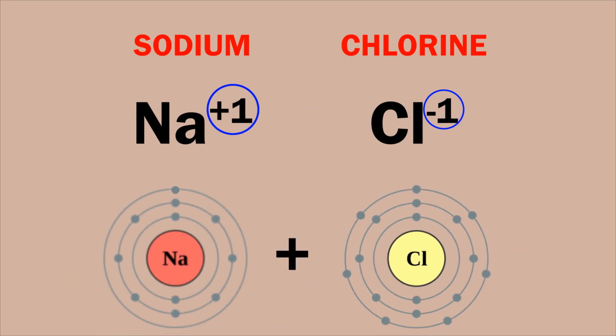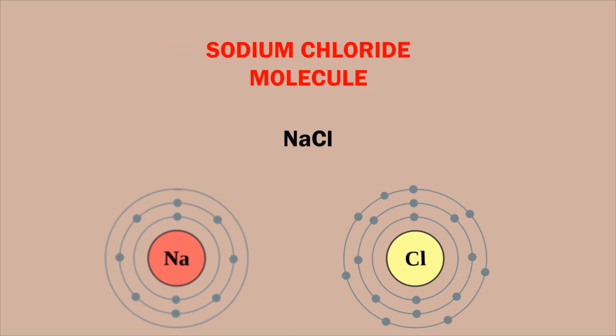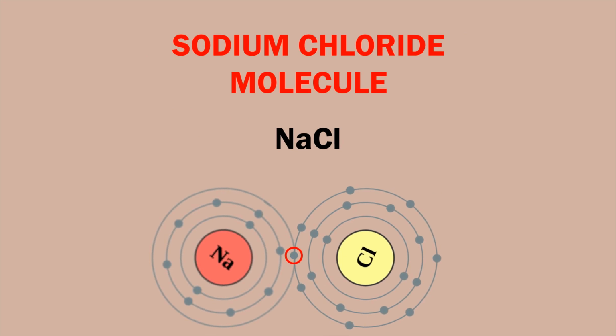When sodium and chlorine are mixed, sodium loses an electron and chlorine gains this electron. By doing that, both chlorine and sodium become more stable and a sodium chloride molecule is formed.